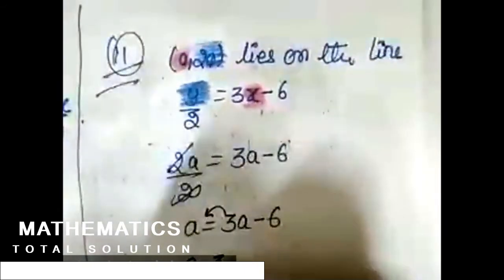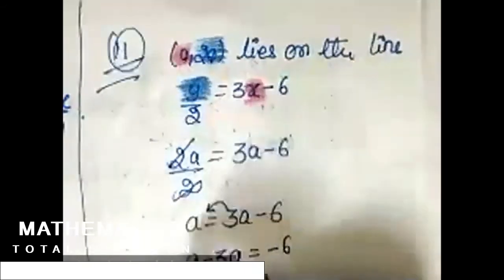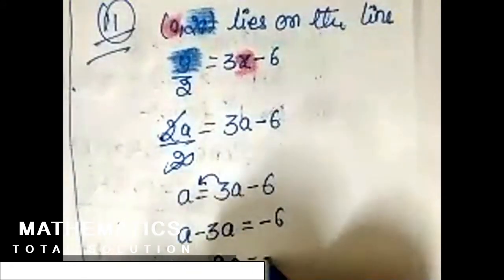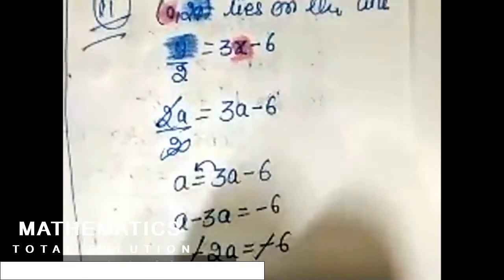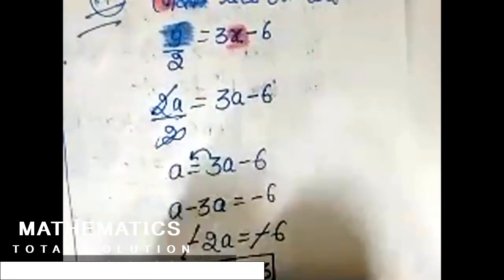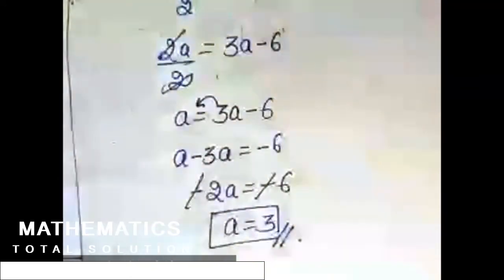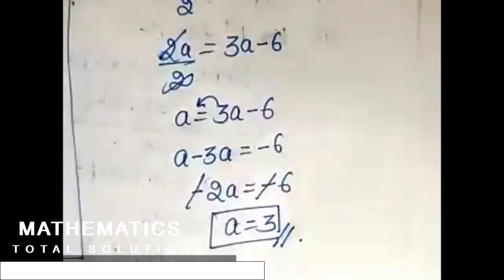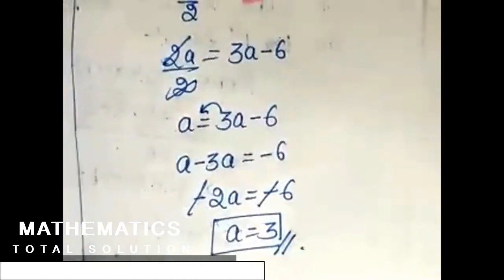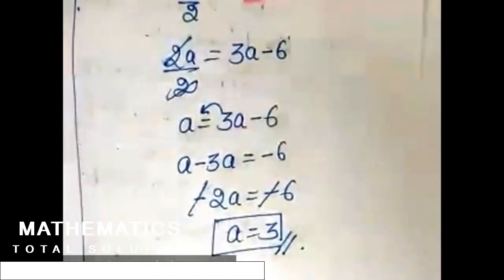Bring it this side. a minus 3a is minus 2a equals to minus 6. Minus and minus will get cut. a is equals to 3. a is equals to 3. Alright, beta. Is this clear to you? Okay.